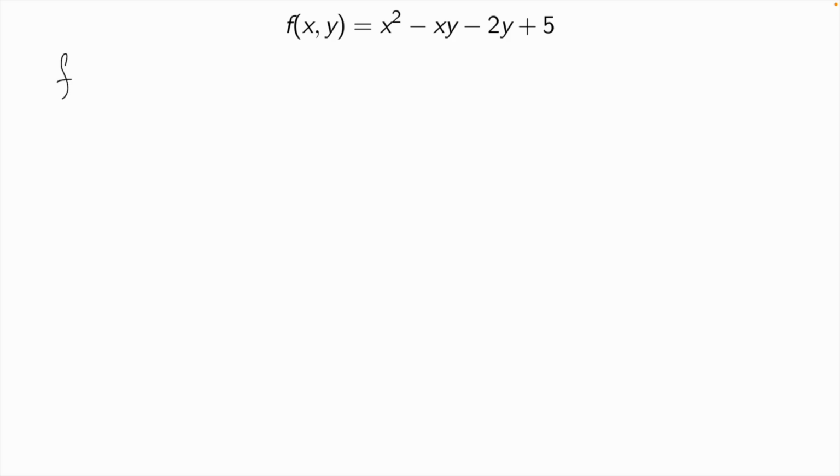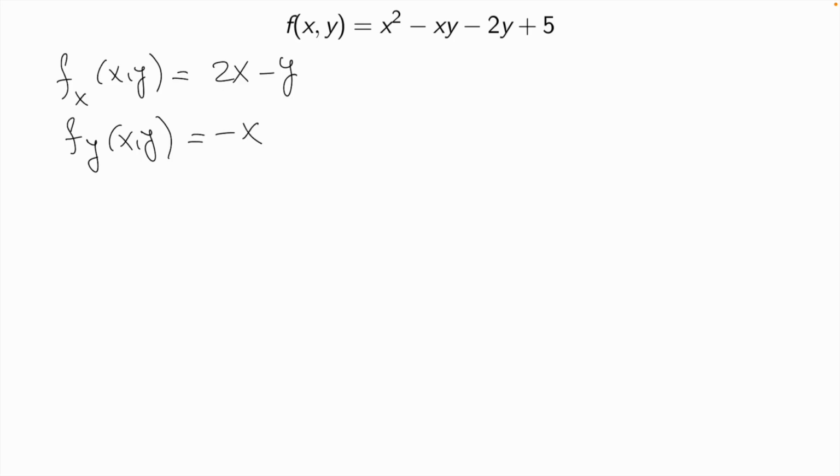Let's start. The partial derivative with respect to x at (x, y) is, the derivative with respect to x of this function, going to be 2x minus y. And then the derivative with respect to y of this function is going to be minus x minus 2. And so we need to normalize the vector. Let's say that in this case we want the derivative in the direction of the vector (2, 1).